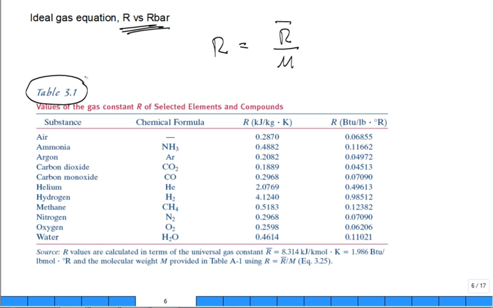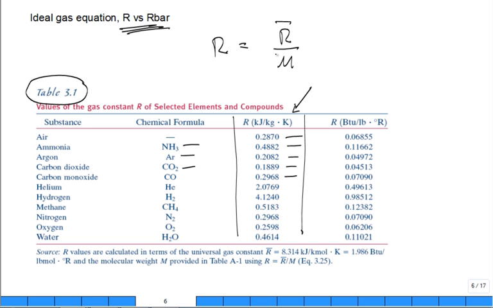Here is a table in the textbook. They could have put it in the appendices. I wish they would have, but they didn't. And what do they have right here for a column? This is the R for air, for ammonia. You don't have to memorize these. You just have to look up the molar mass of each of these components and then compute R when you need it by R bar divided by the molar mass.